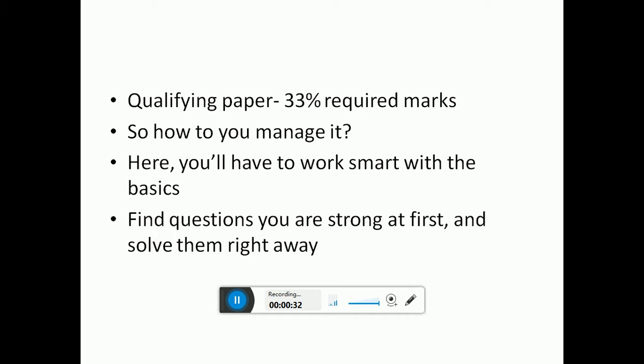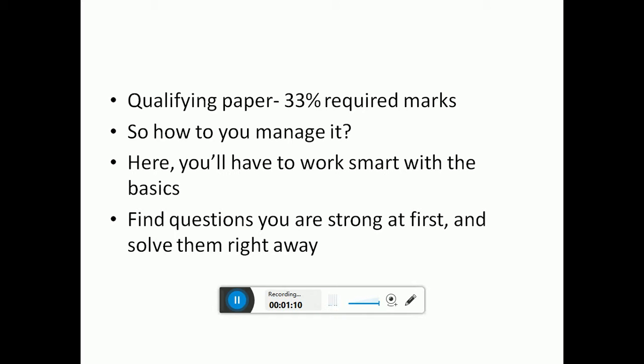Basics. CSAT is a qualifying paper. You need 33% marks to qualify for prelims. So how do you manage it? You'll have to work smart with the basics. Now, when people say smart work, the phrase has long been a trend. It is very important to know that there is no substitute for hard work and no substitute for working on your basics. As long as you're not thorough with the basics, and how to apply them when the question is in front of you, you cannot work smart.